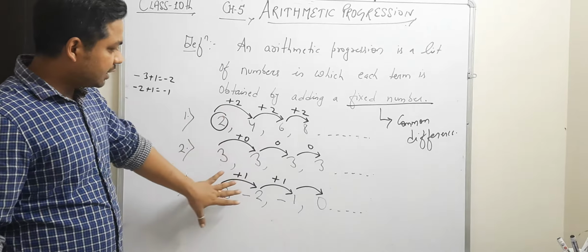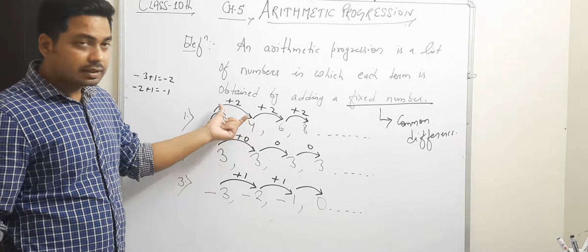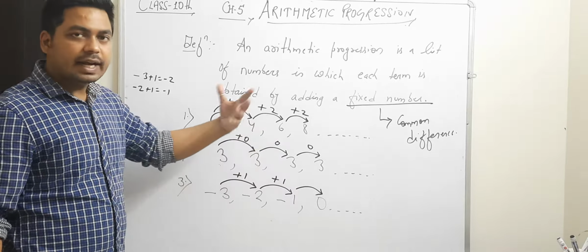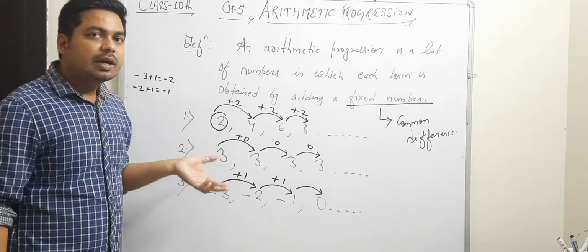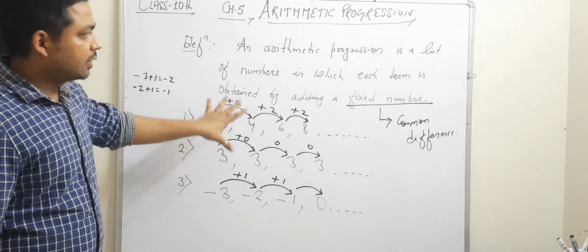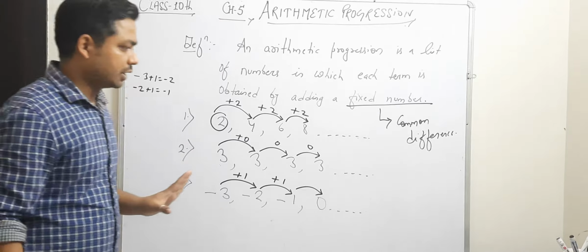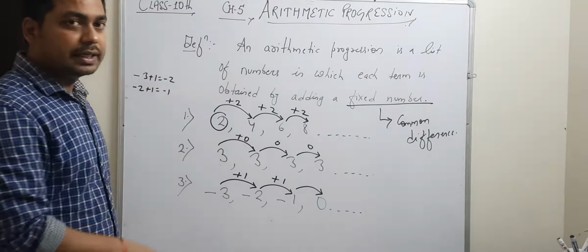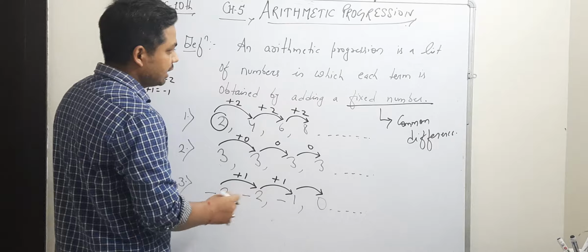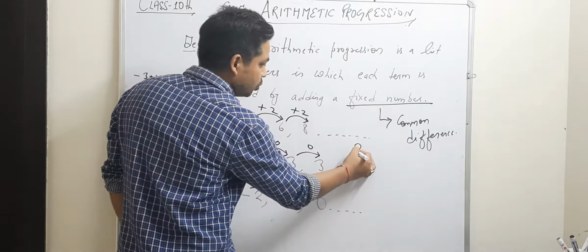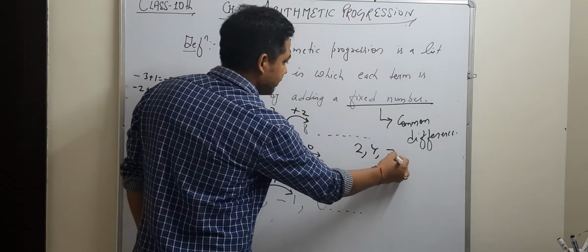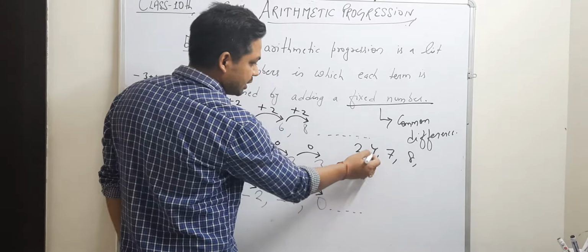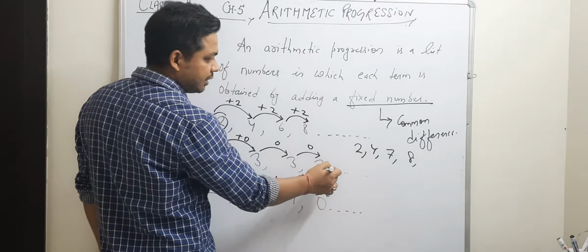So you can see that in the sequence, the number which is added or subtracted is the same. Either you can add 0, or you can add any positive number. So this sequence will be known as arithmetic progression. And one more thing, the d should be equal in all the cases. Suppose I am writing 2, 4, 7, 8. In this case, you can see how you get the difference.